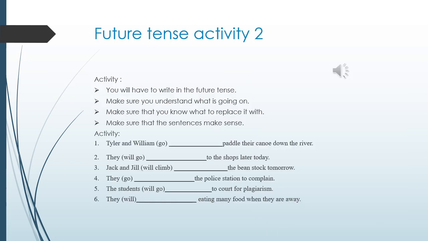On this slide, we see the future tenses activity 2. I'm giving you this activity to see if you can interpret this perfect tense in these sentences. You will have to write in future tense, but future perfect tense, please. Make sure you understand what is going on for near future, if this activity is given to you again. Make sure that you know what to replace it with, like will be, will, going to, etc. Make sure that these sentences make sense.